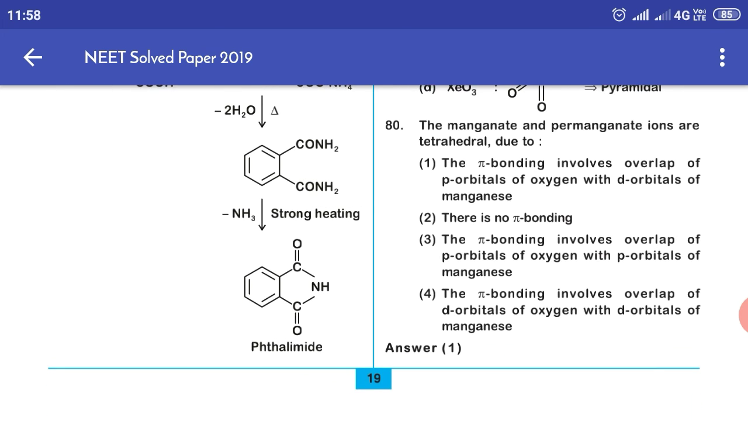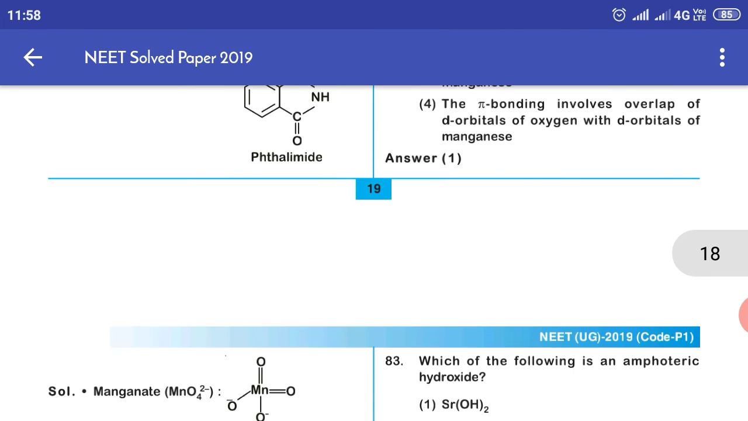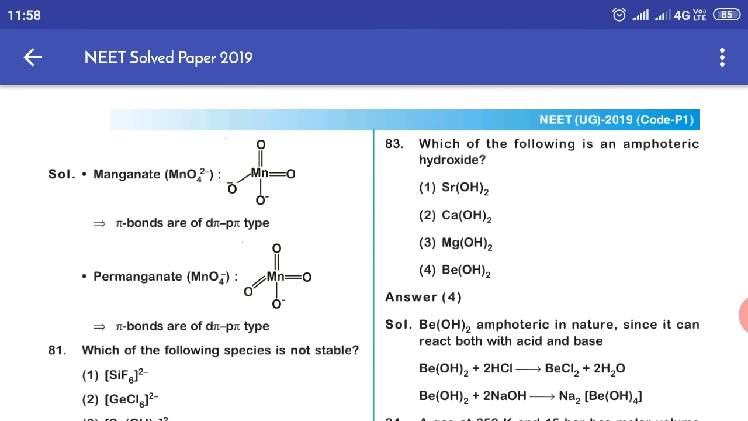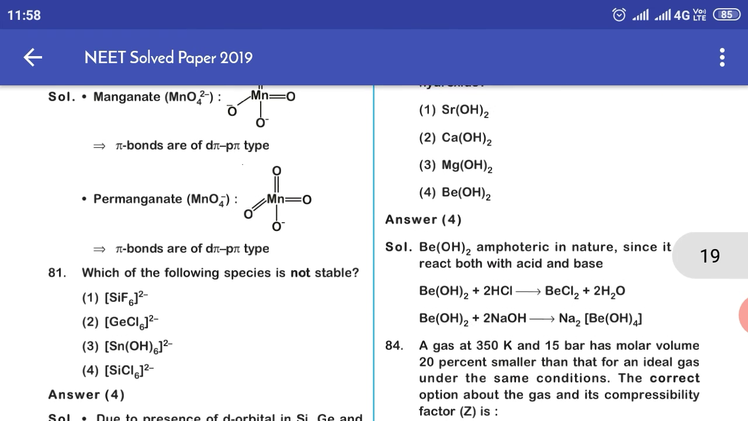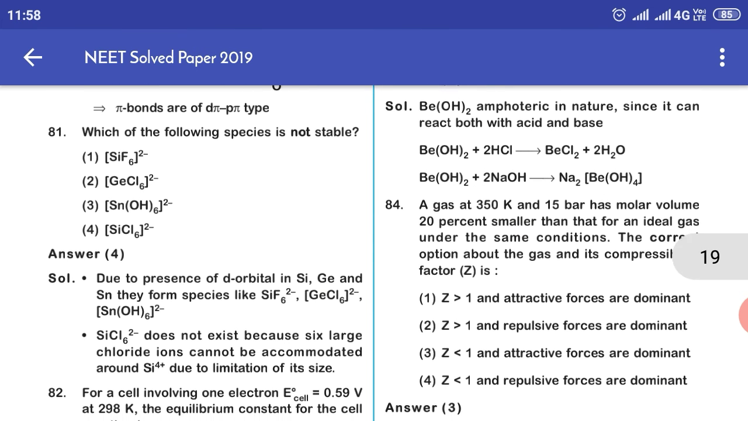Next, question number 80. The manganate and permanganate ions are tetrahedral due to option 1. The pi bonding involves overlap of p orbitals of oxygen with d orbitals of manganese. This is the structure of manganate ion and permanganate ion, due to the d-pi p-pi bonding.